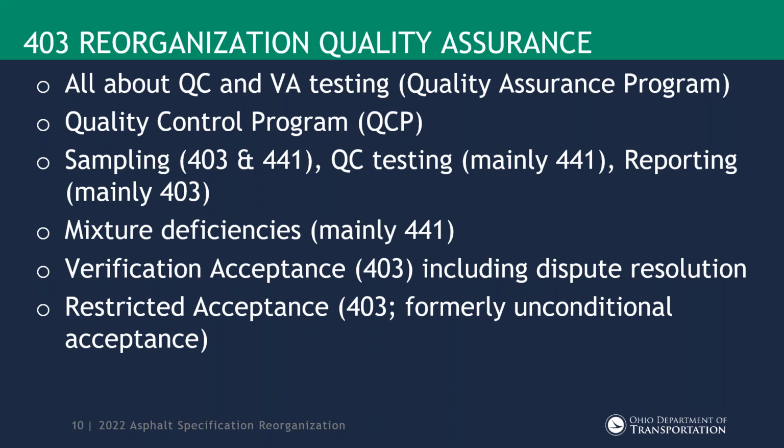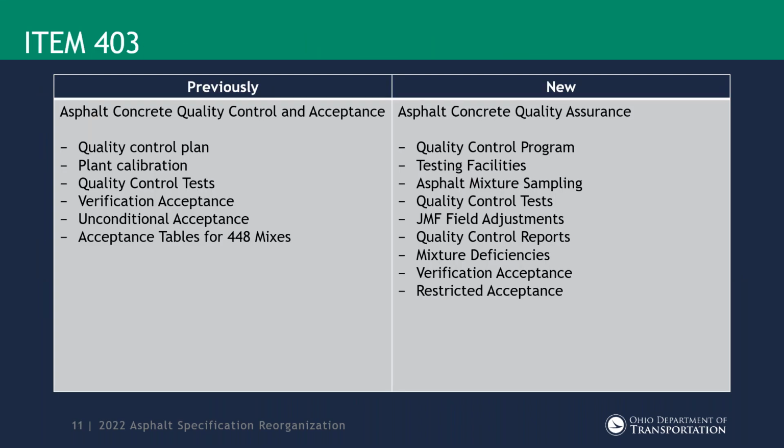The VA testing pretty much stayed the same. Kind of reworded some stuff. Changed the name of unconditional acceptance to restricted acceptance, and that section pretty much stayed the same. So 403 in general, like I said, was one of the bigger changes when it came to the reorganization portion of the whole process. So here's again a general overview of what was previous and what's new.